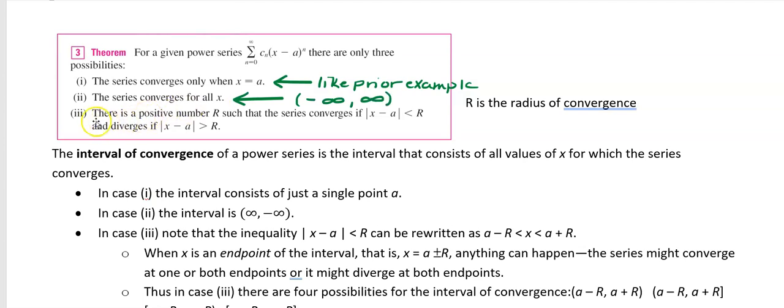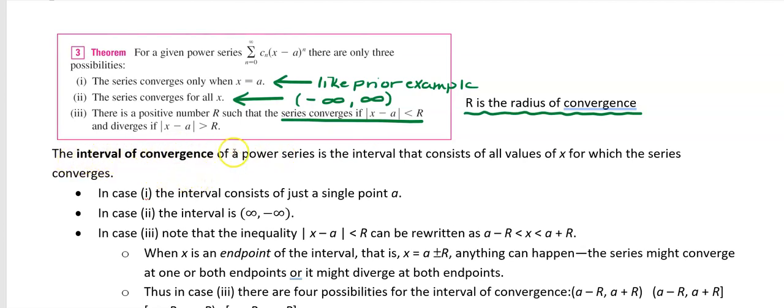And then finally, the third option is there is a positive number r such that the series converges if the absolute value of x minus a is less than r, and it diverges if the absolute value of x minus a is greater than r. So it converges if it's less than r. And something to note is that r is considered your radius of convergence. So when you set up that inequality, that's going to be your radius of convergence.